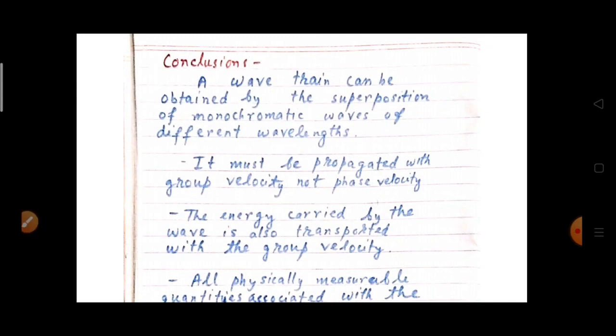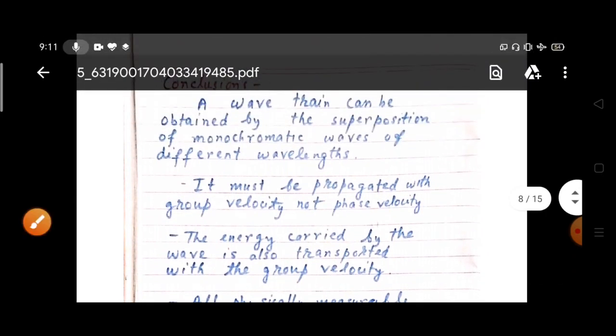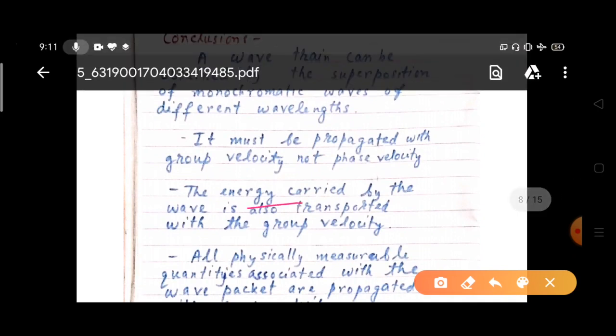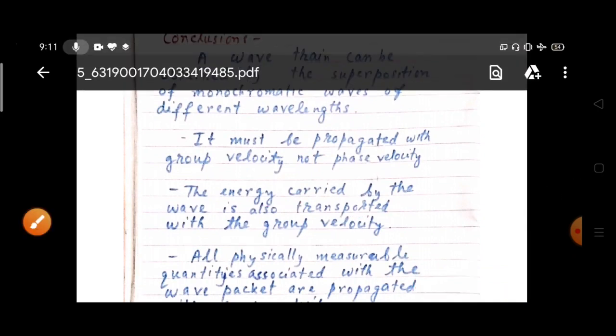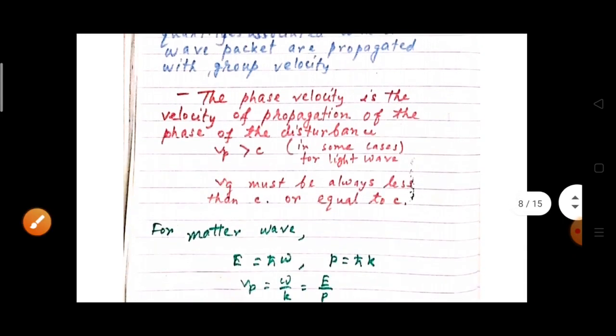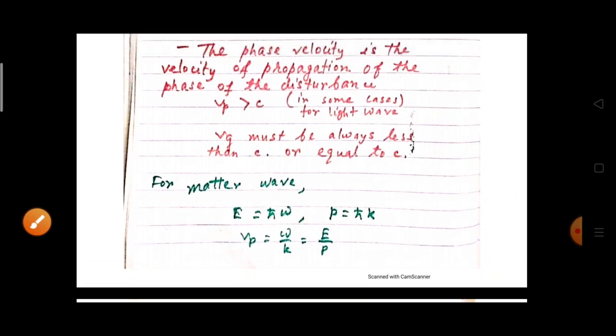So what are the conclusions we get? A wave train can be obtained by superposition of monochromatic waves of different wavelengths. It must be propagated with group velocity, not phase velocity. The energy carried by this wave is also transported with group velocity. All physically measurable quantities associated with the wave packet are also propagated with group velocity. What is phase velocity then? The phase velocity is the velocity of propagation of the phase of the disturbance, and in some cases the phase velocity can be greater than c, but Vg must be less than c. Or at maximum it can be c for light.